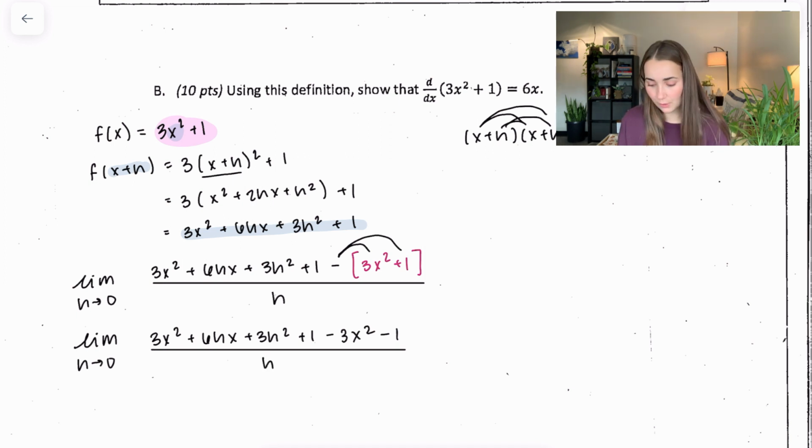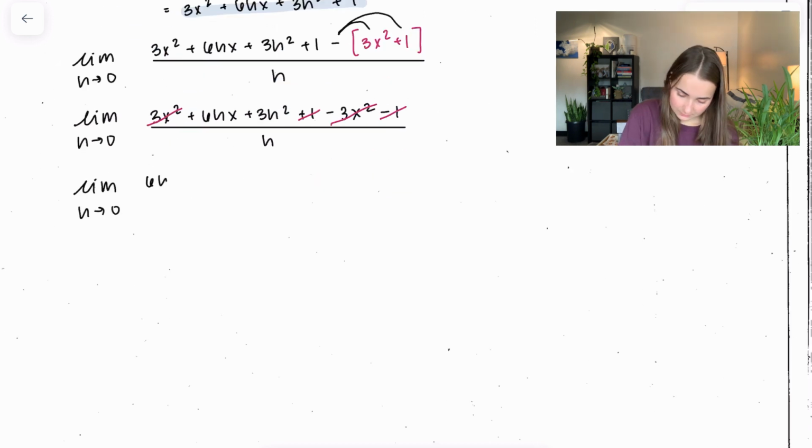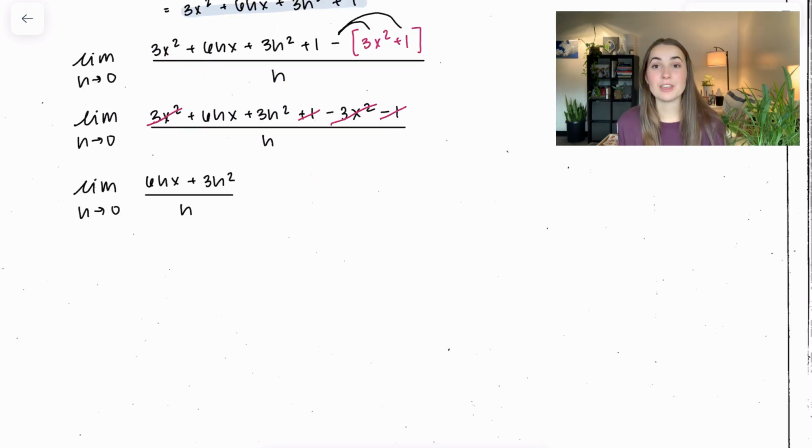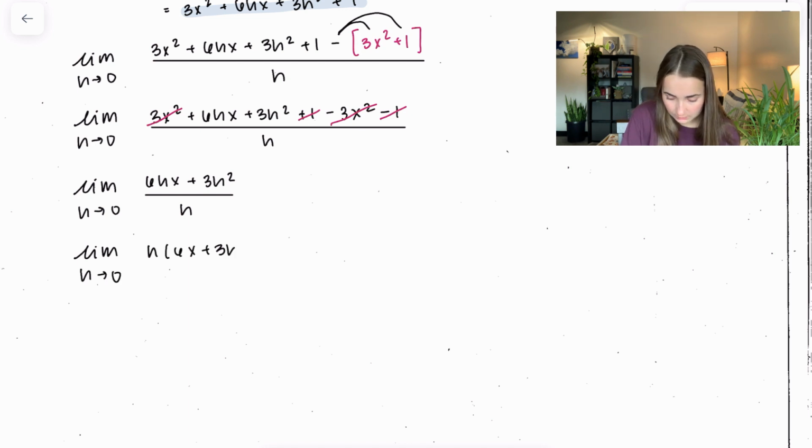Alrighty, so here we want to look for terms that are going to cancel out. I can see this 3x squared minus 3x squared cancels, and the 1 minus 1. So I'll go ahead and rewrite that. Here, remember, the issue is that h in the denominator. We want to somehow get rid of that h. And we can do that in this case by factoring out an h from the numerator and canceling those out.